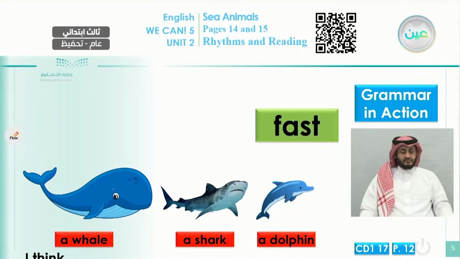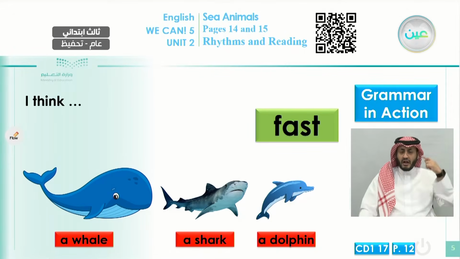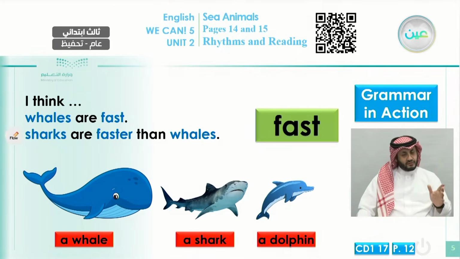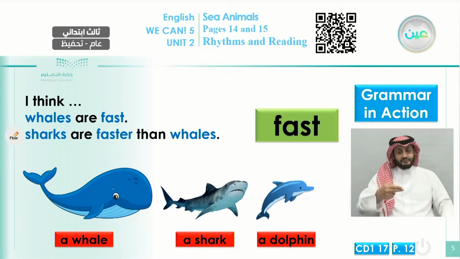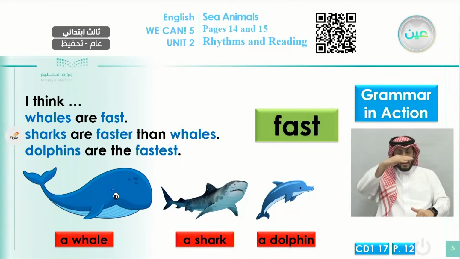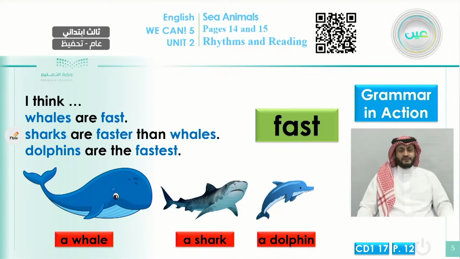If you want to tell your opinion, as we said, you start by saying I think. You think what? Whales are fast. This is your opinion. Okay, and what about sharks? You can talk about sharks, comparing them to whales. You can say sharks are faster than whales. That's regarding speed. So they are faster. This is your opinion. And also you can say I think dolphins are the fastest.